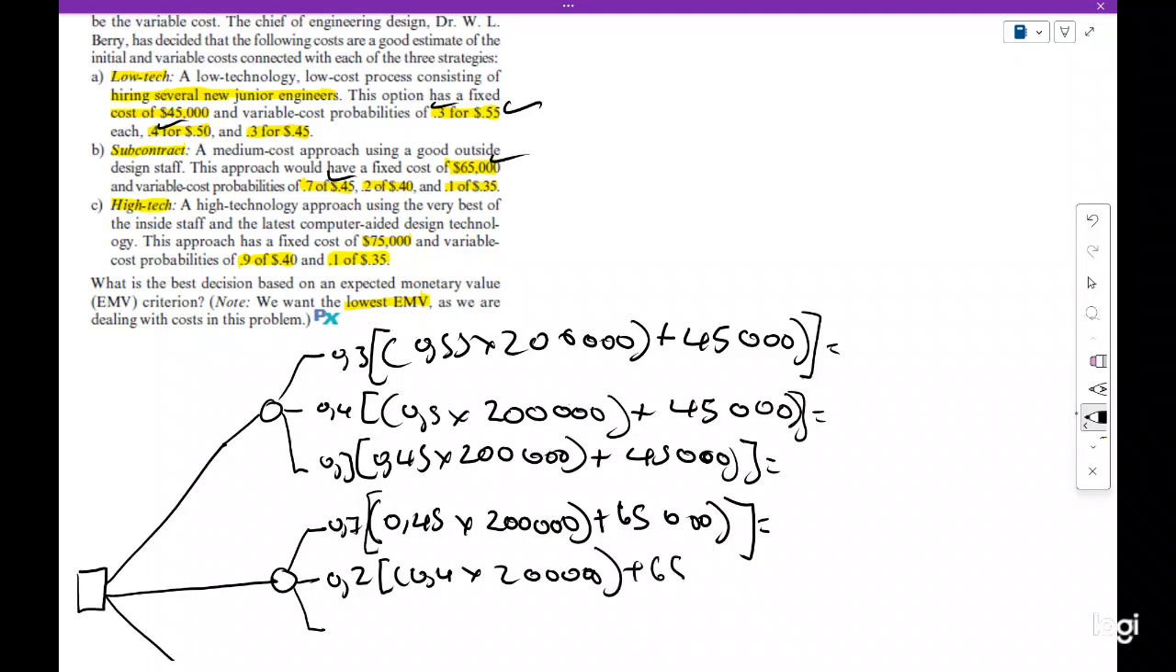plus 65,000 cost you 0.1 bracket 0.35 multiplied by 200,000 plus 65.